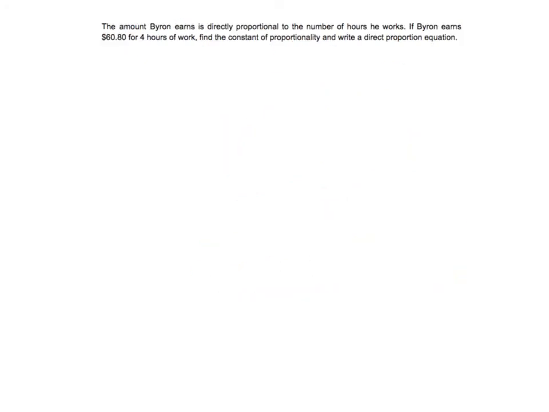All right, this one says the amount Brian earns is directly proportional to the number of hours he works. If Brian earns $60.80 for 4 hours of work, find the constant of proportionality and write a direct proportion equation. So remember, to write the direct proportion, y equals mystery times x. The constant, again, is this number. So in this specific problem, it looks similar to the last one, but it's a little different because it's telling us how much he earned, but it's also saying how much time he worked. So this amount is how much he earned for 4 hours.